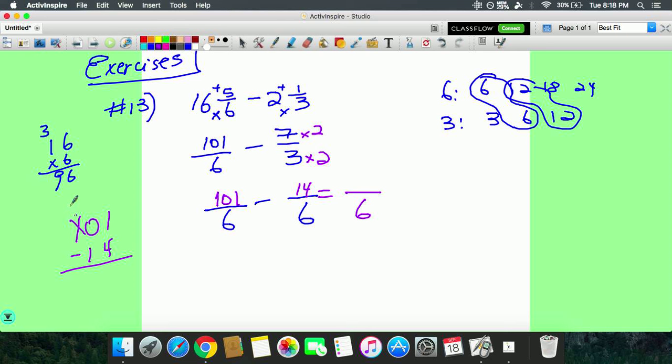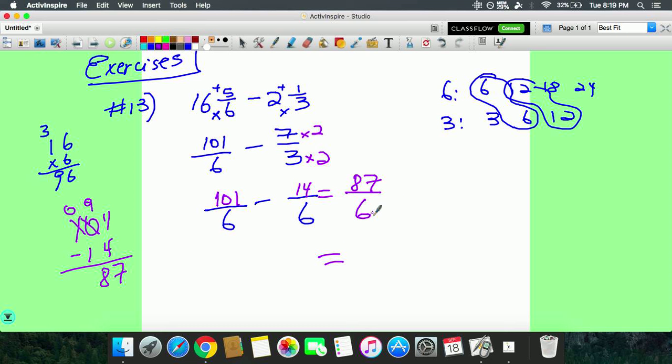Little borrowing here. That becomes a 0, becomes a 10, becomes a 9. 11 minus 4 is 7. 9 minus 1 is 8. So that becomes 87 over 6, which we can change to a mixed number, right?